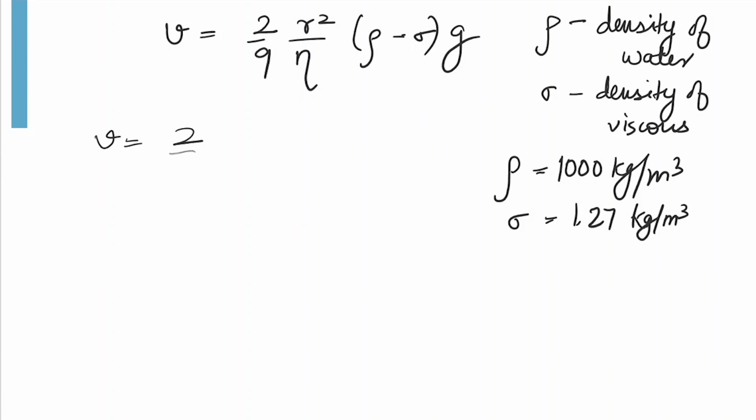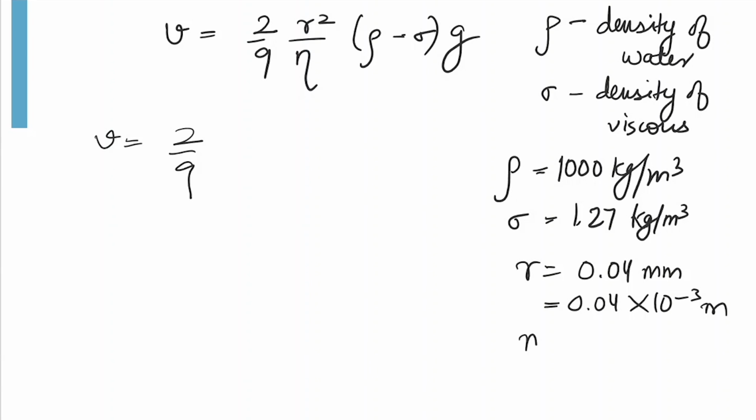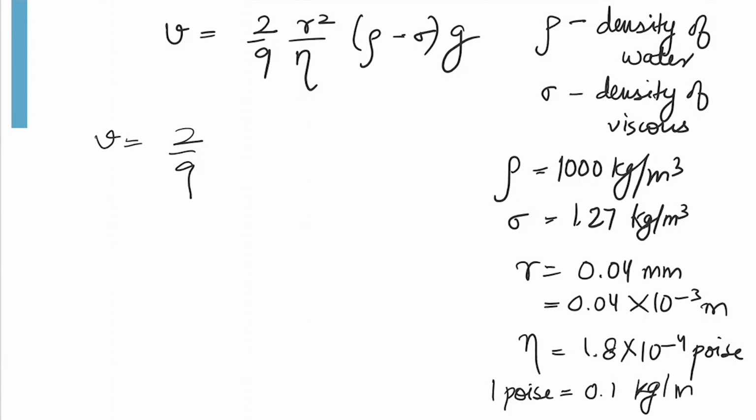So let's put in the values. We are given r to be 0.04 mm, so we can convert this into meters, and we are given eta, which is equal to 1.8 into 10 raised to power minus 4 poise, and we know that 1 poise is equal to 0.1 kg per meter second. So let's put all the values into this.